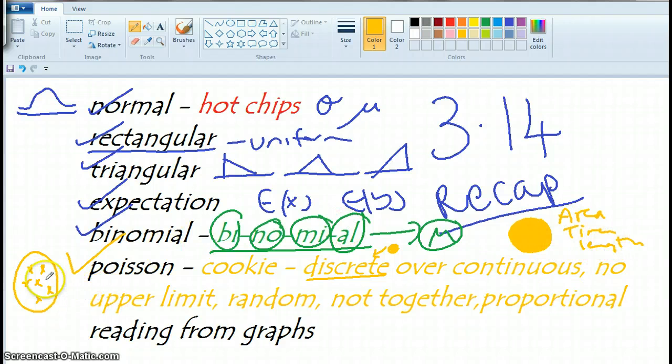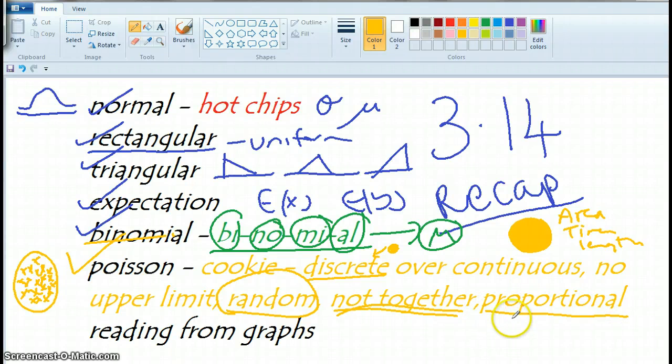No upper limit. So think that there's no upper limit. No known upper limit is a good way of thinking about it, that you don't actually know what the maximum number of chocolate chips is. Whereas with binomial, you know exactly the maximum because that would be the number of trials. The events have to occur randomly. Okay. They shouldn't occur exactly at the same time or exactly in the same place. So if a chocolate chip is there, another chocolate chip can't also be there. They can't take up that same space.